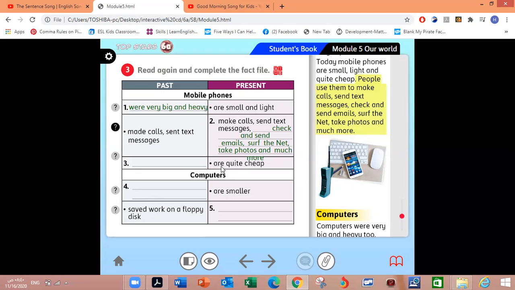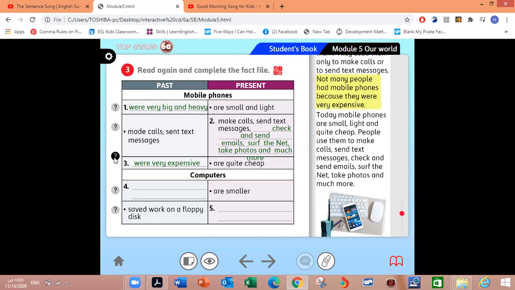In the present, they are quite cheap, but in the past, excellent, they were very expensive. You can find the answer here. Not many people had mobile phones because they were very expensive. Number 4, computers. In the present, they are smaller. What about computers in the past? They were very big and heavy.